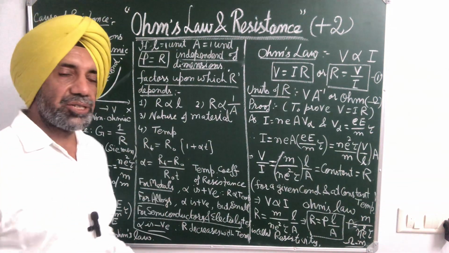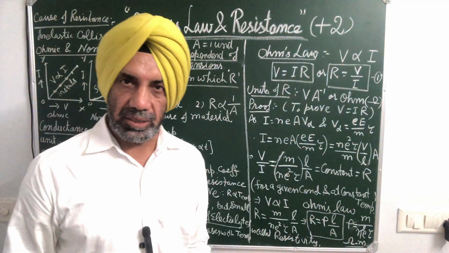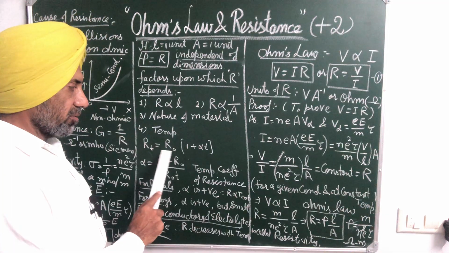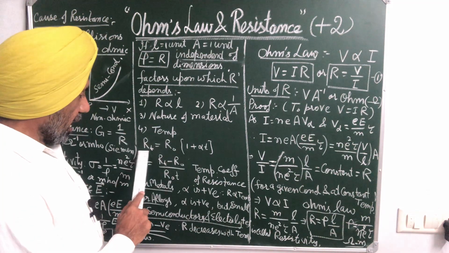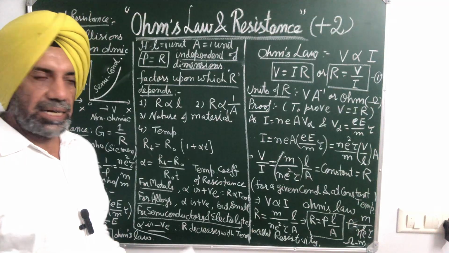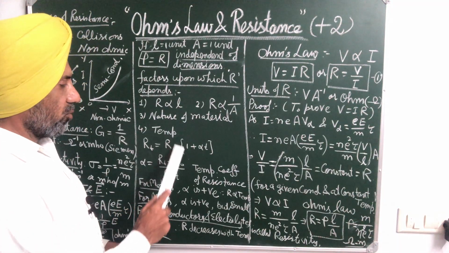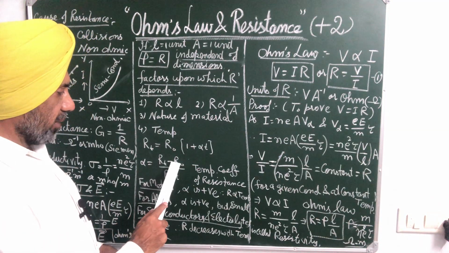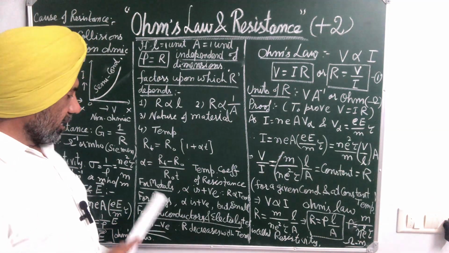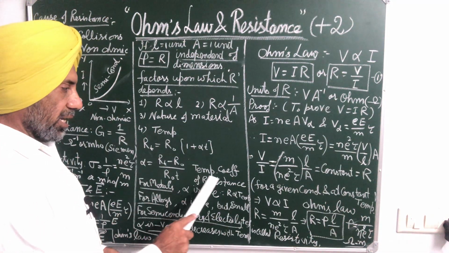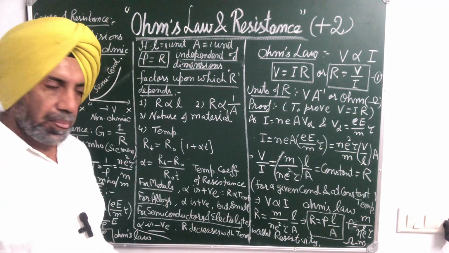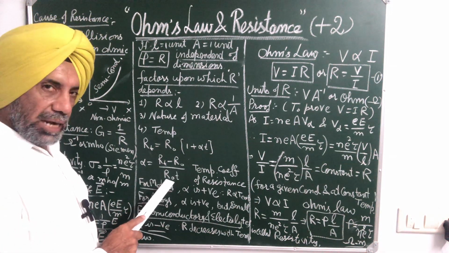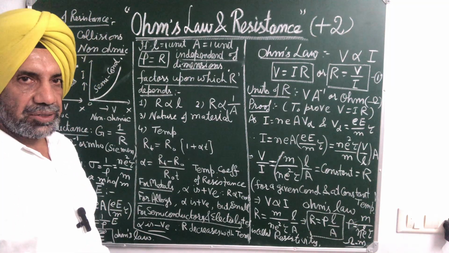Fourth factor is temperature. So resistance depends upon temperature, and hence resistivity also depends upon temperature. If R0 is the resistance of the conductor at 0 degrees Celsius, and RT is the resistance of the conductor at T degrees Celsius, then RT is equal to R0 into (1 plus alpha T), or alpha is equal to (RT minus R0) upon R0 T. That is alpha, known as the temperature coefficient of resistance. Temperature coefficient of resistance is defined as the change in resistance per unit resistance per degree rise in temperature.